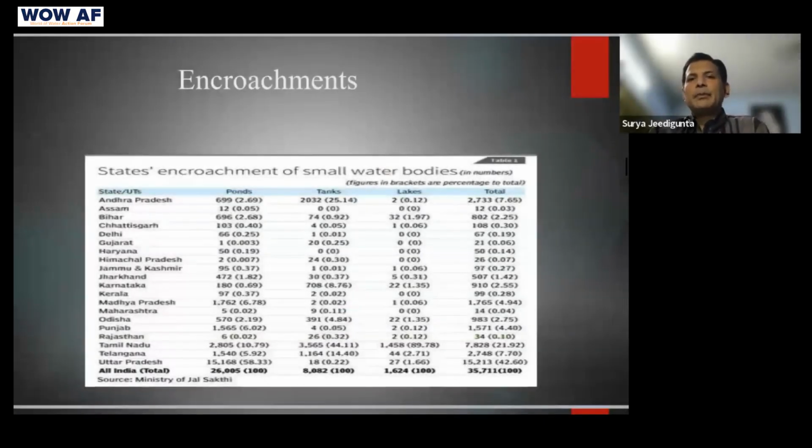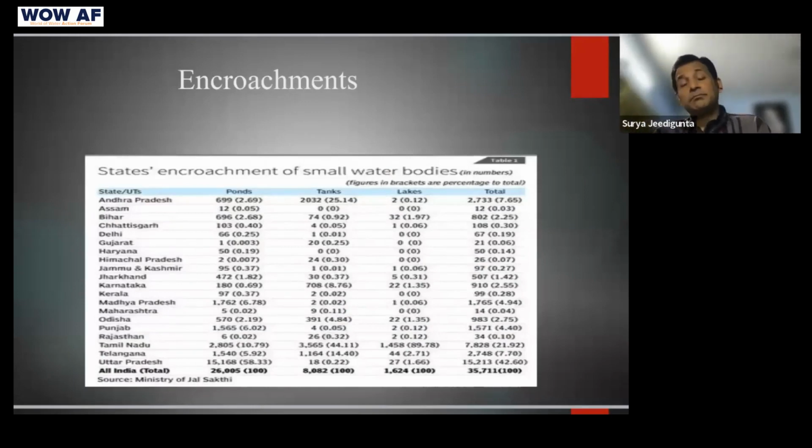Encroachments. This is the data sheet, the data from the Ministry of Jal Shakti, on the state-wise encroachment of smaller water bodies. You have all the states, the ponds, the tanks, the lakes, and the total encroachments that are there. If you see, water bodies are fast vanishing, and the culprit is the encroachment.